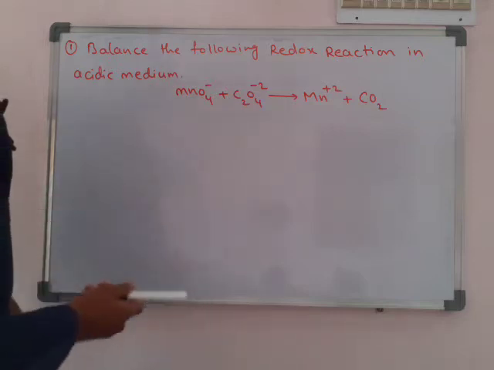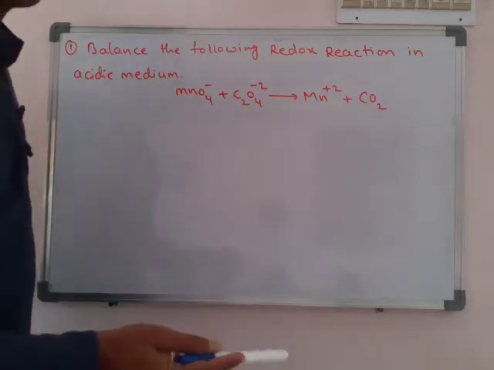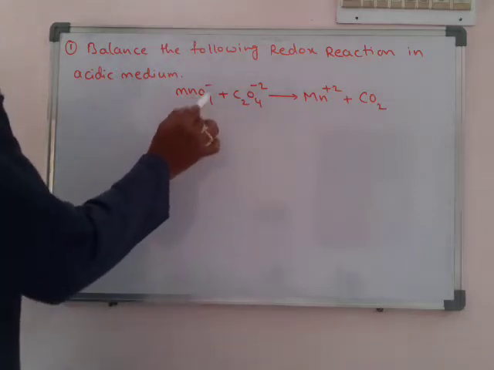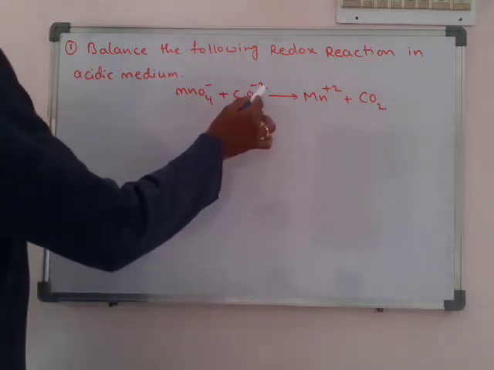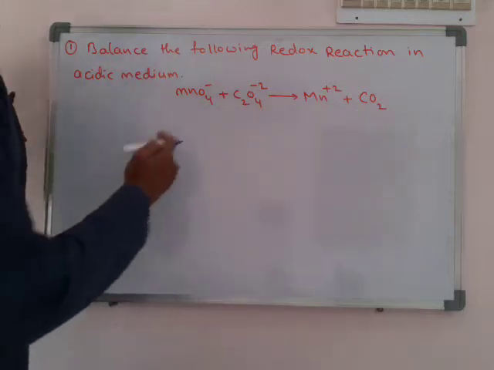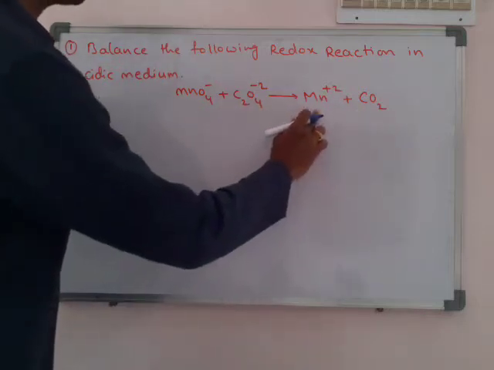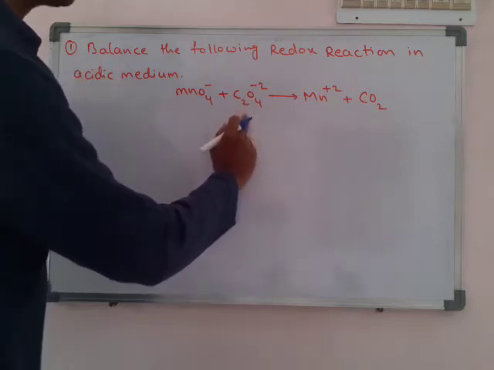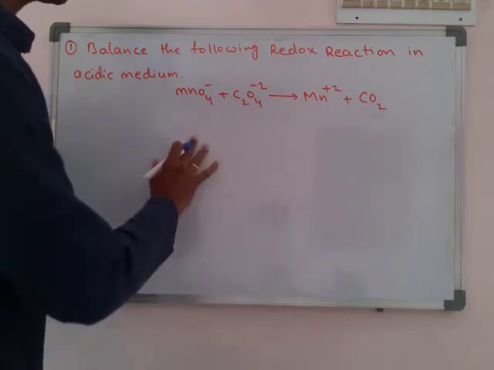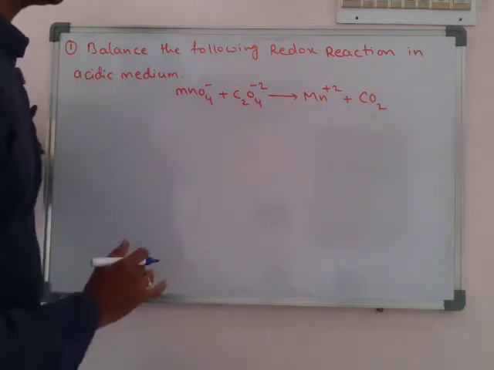So, for ion electron method, the medium is important, acidic medium or basic medium. It is given MnO4 minus plus C2O4 minus 2 gives Mn plus 2 and CO2. So already we know MnO4 minus changes to Mn plus 2, C2O4 minus 2 oxalate ion changes to CO2. But which is oxidation, which is reduction, we have to find out.